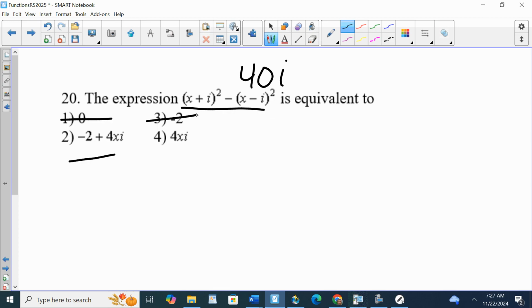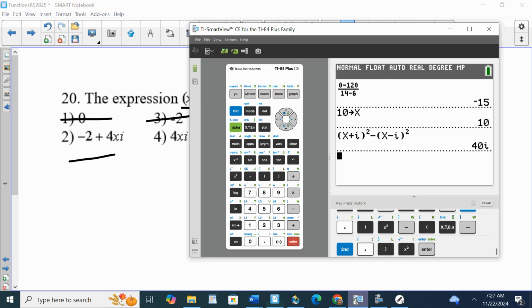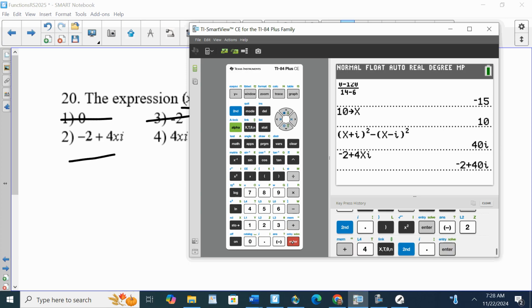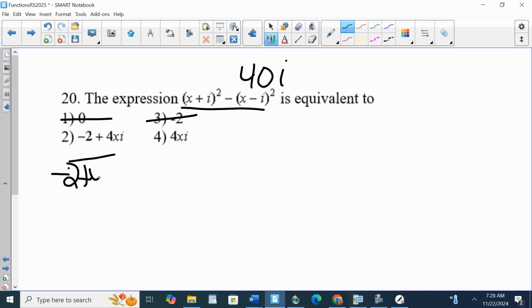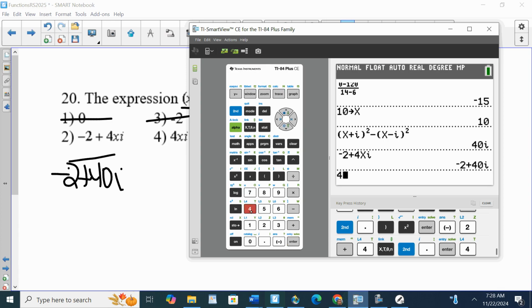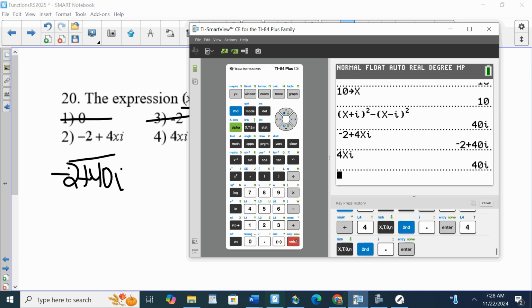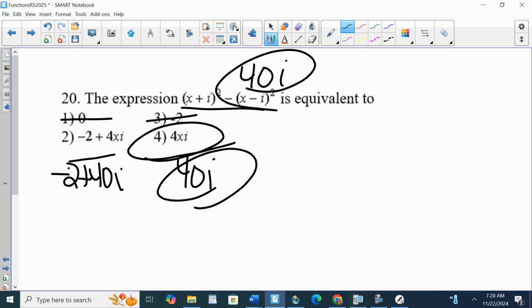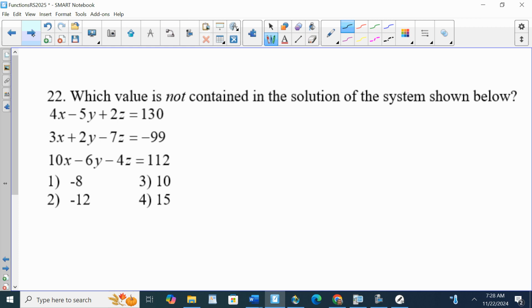There's no point in typing in choice 1 and 3 in this example because they're going to give me 0 and -2. Choice 2, -2 plus 4xi. I'm looking for 4xi. That's not the same thing. Let's try choice 4. 4xi, 4xi, it matches. That's your answer. I'm not going to even go over it algebraically.